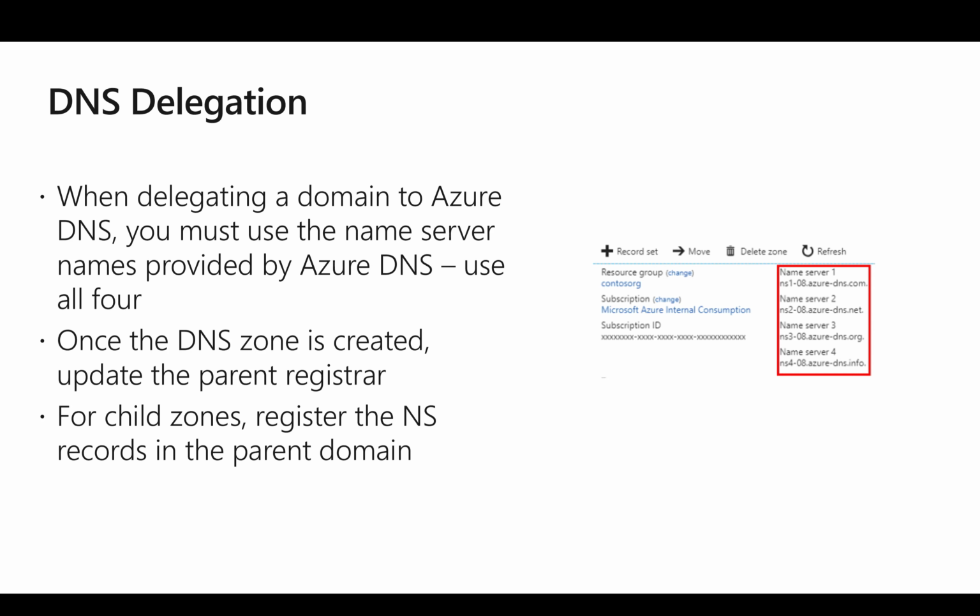But for example, if we are trying to use this for our child domain, say for example, instead of contoso.com, if you are planning to use separate zones for internal.contoso.com, then we might need to register this DNS with the parent domain. For example, we might need to register with contoso.com.